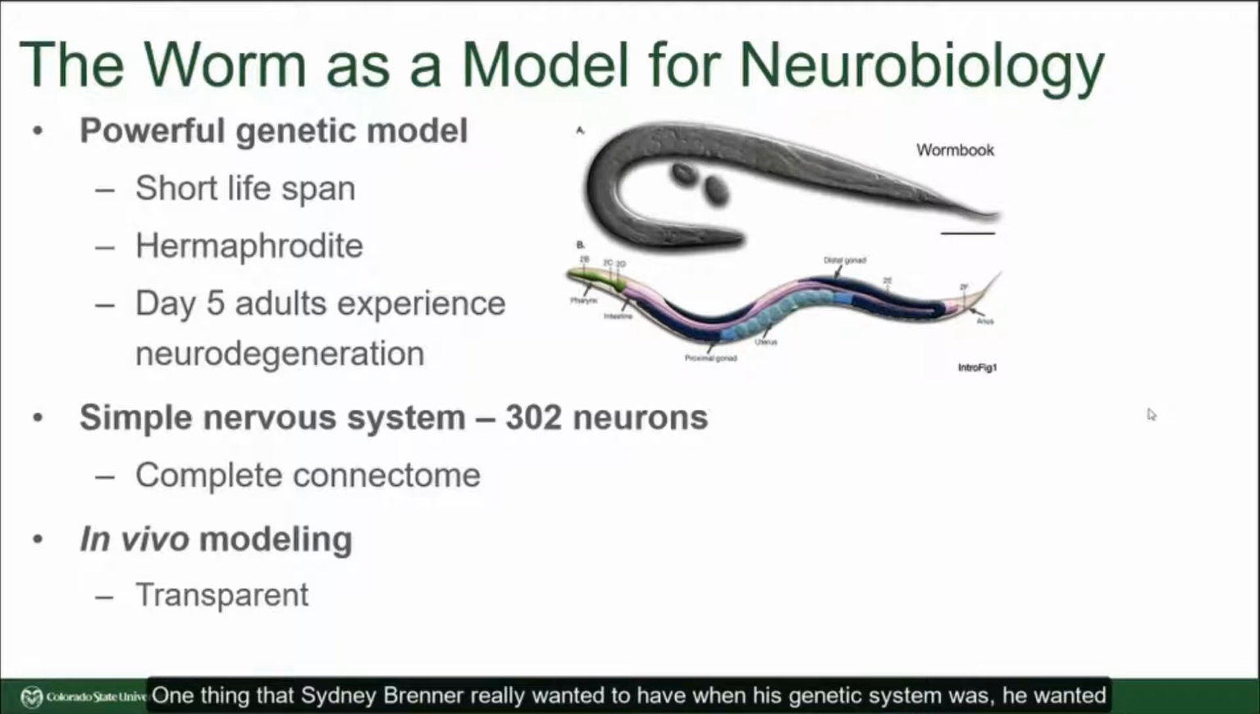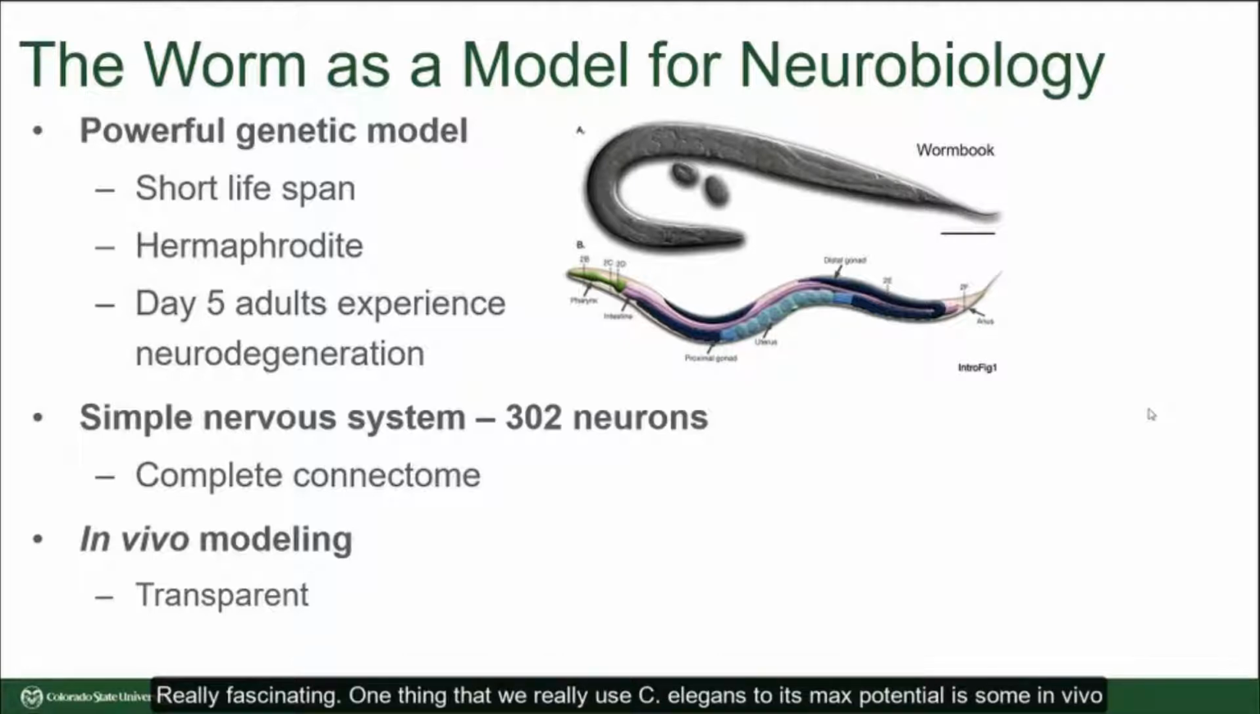And one thing that Sidney Brenner really wanted with his genetic system was something that went from a single cell, a fertilized egg, to an adult, and one that's a hermaphrodite, so it's able to self-fertilize. So this is another reason why using C. elegans for genetics is highly useful. And as I mentioned, it has a very simple nervous system. It only has 302 neurons. And in a paper that was just released last week, we now have the complete connectome of the worm as well. It's really fascinating.